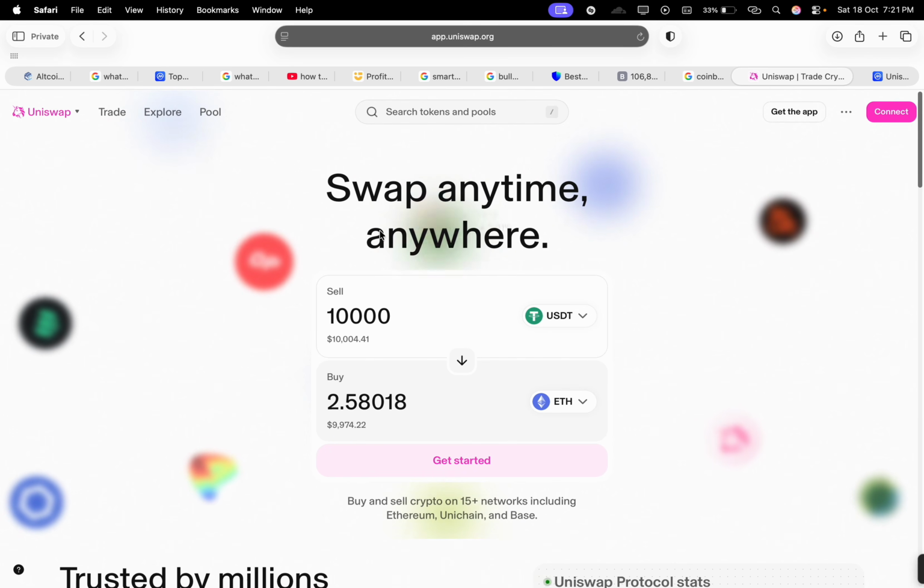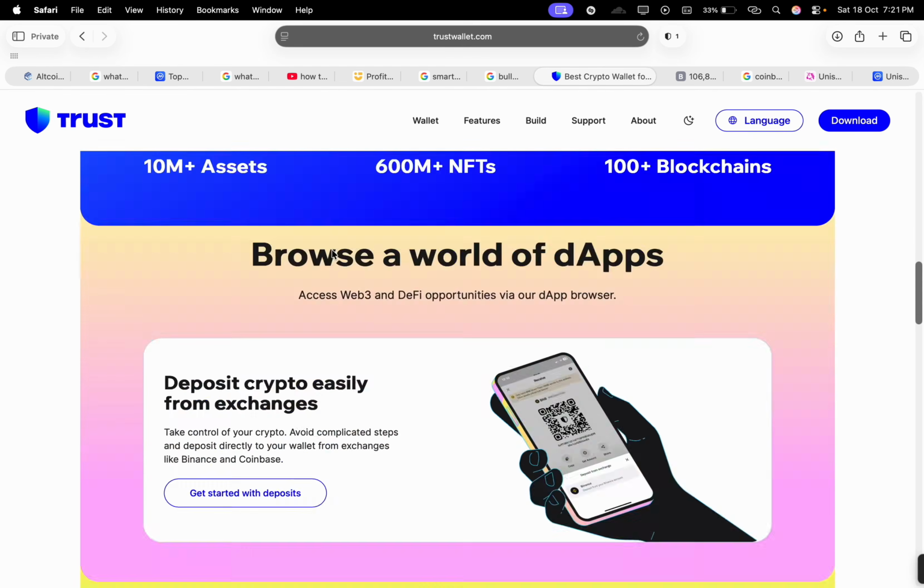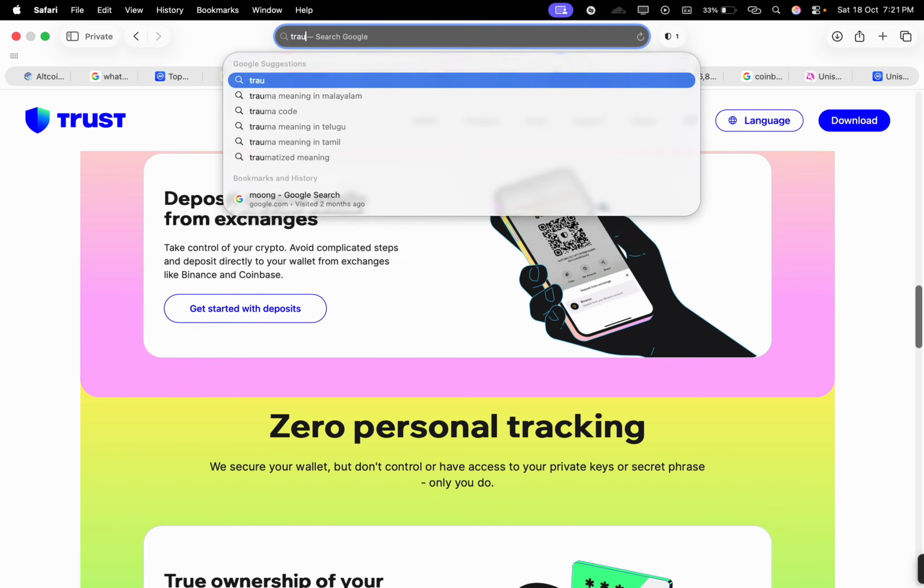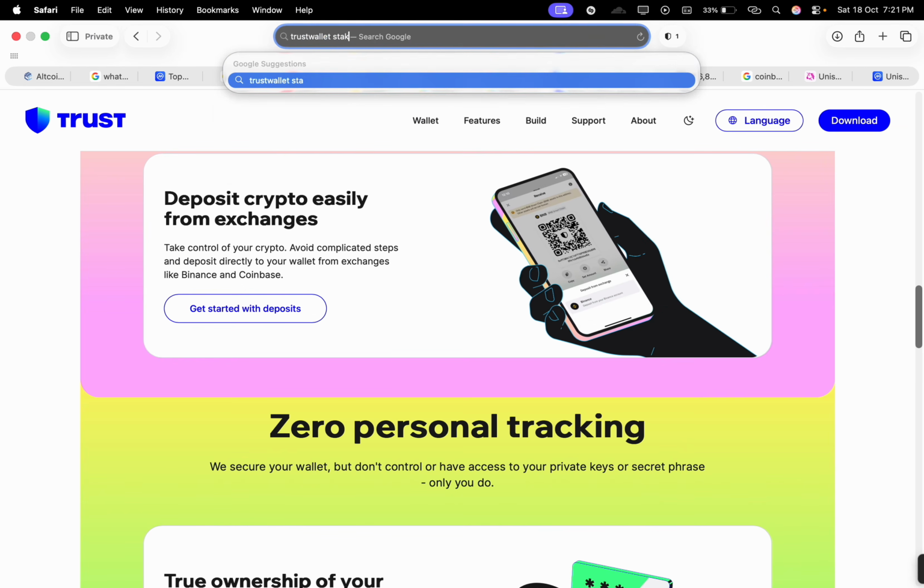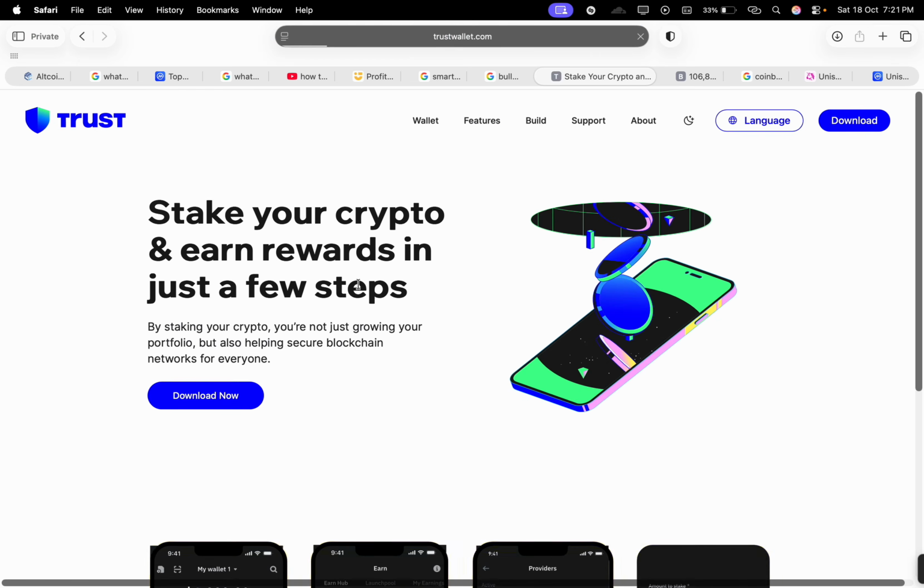And you can also do staking. You can also do it on Trust Wallet, you can see the option here. Let me search Trust Wallet staking. And you can also do it on centralized exchanges, for example Binance. You can do it everywhere. Stake your crypto and earn rewards.